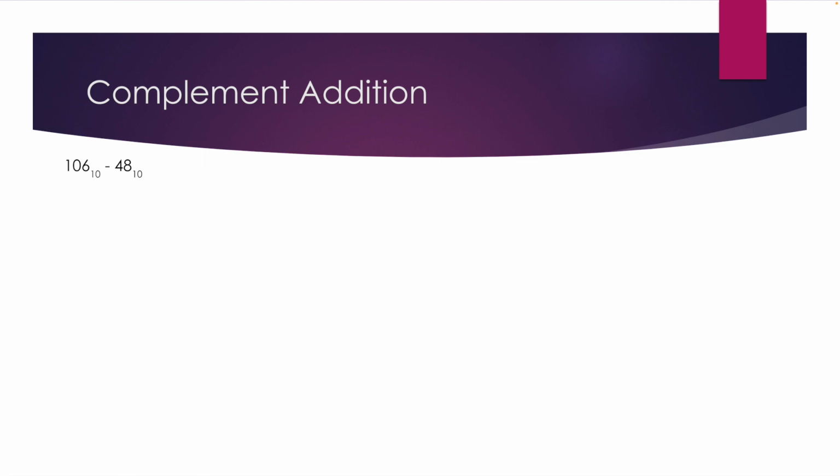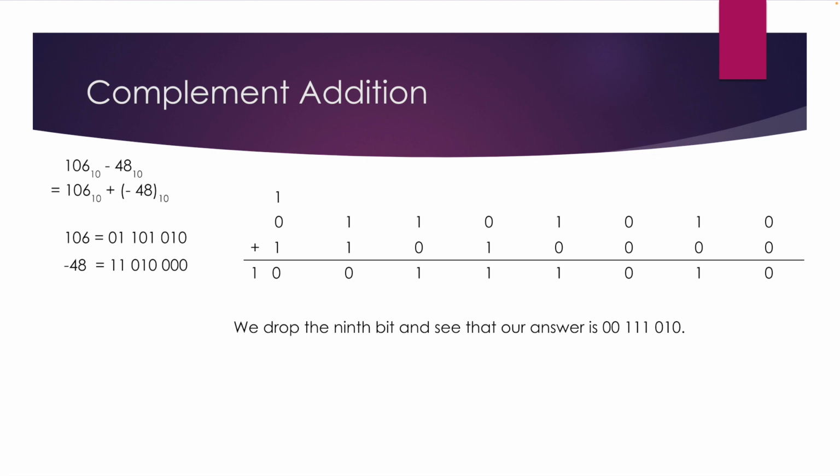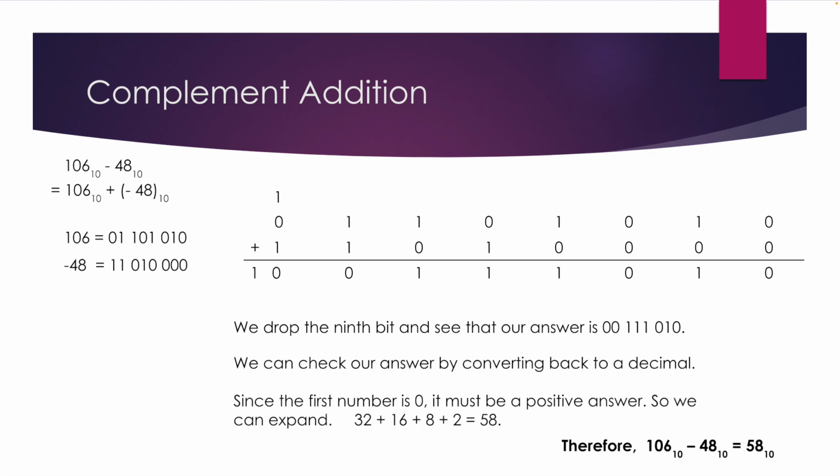Okay, so in this one, I'm going to think of this as 106 plus a negative 48. I'm going to write 106 in binary, negative 48 in 2's complement form, and then perform the addition. I'm going to drop that 9th bit to get an answer of 00111010, which when converted to a decimal gets us to 58.